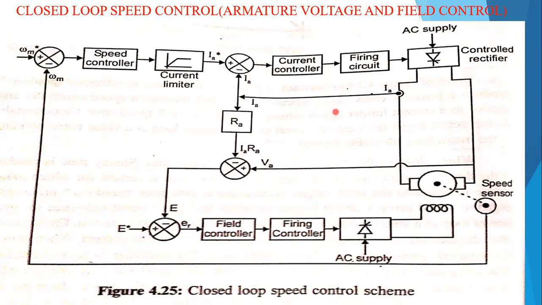So below rated speed and above rated speed, there are two concepts we have to discuss here: below rated speed condition and above rated speed condition. Below rated speed, you know well, is the armature voltage control method. The field control method is for above base speed, above rated speed applications.